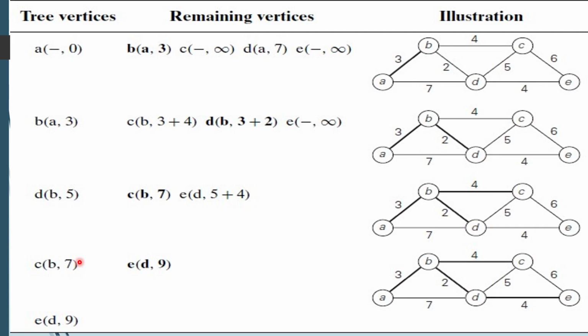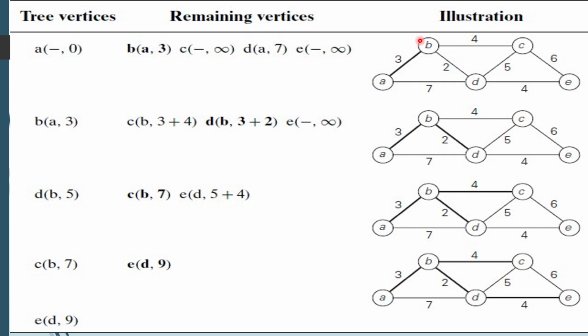Otherwise, Prim's algorithm and Dijkstra's algorithm are both the same. The procedure is the same, but the problem is different and the solution is also different, because in Prim's algorithm you have to find the minimum spanning tree, whereas in Dijkstra's algorithm you have to find the shortest path from source to destination.